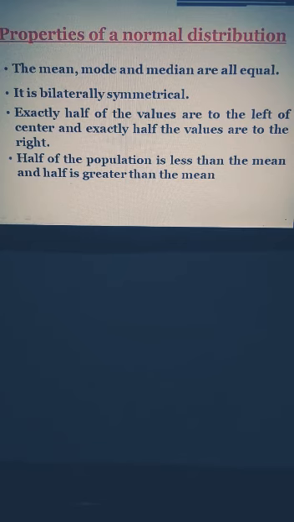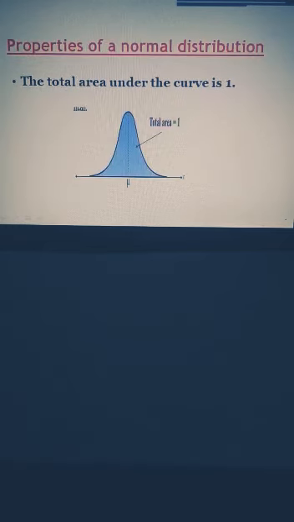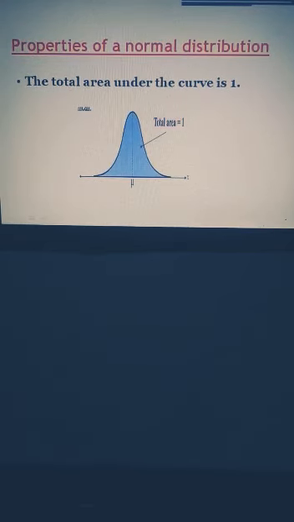The next point correlates with the above one: half of the population is less than the mean. If we consider the mean is 80, half of the population is less than the mean and half is greater than the mean. The next property is that the total area under the curve is 1. That is 0.5 on the right side and 0.5 on the left side. So the total curve area is always 1.